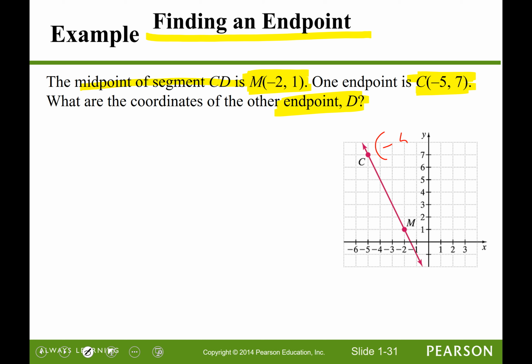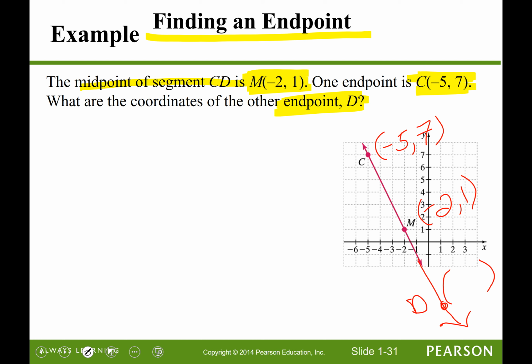C is at -5, 7. The midpoint is given to us to be -2, 1, and then we're asked to find, I think D would be right about here. We're asked to find the coordinates of D. Okay, I'm going to label some x and y's on here now.